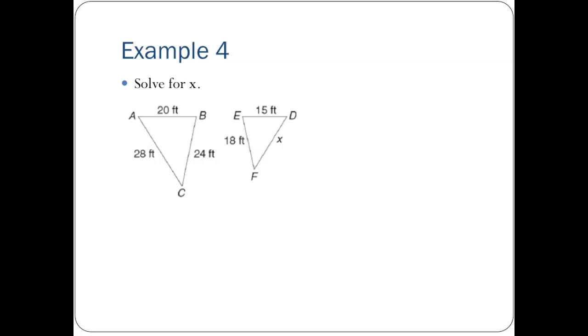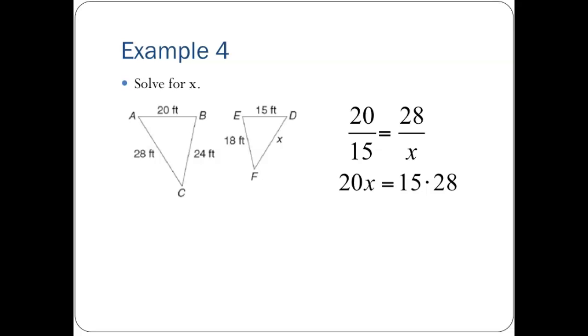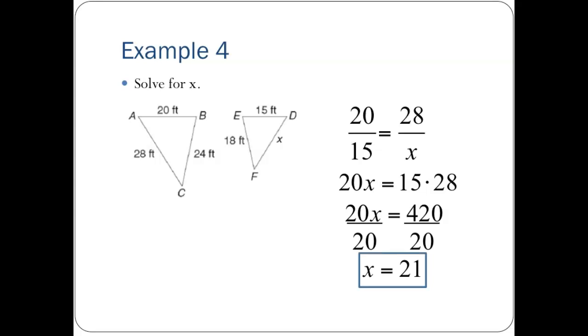All right, so let's go ahead and write our proportion to solve for x. So 20 over 15 equals, and now we said AC corresponds to DF, so 28 over x. Okay, now let's go ahead and cross multiply. So 20x equals 15 times 28. So 15 times 28 is 420. Divide both sides by 20, and we get that x is equal to 21.